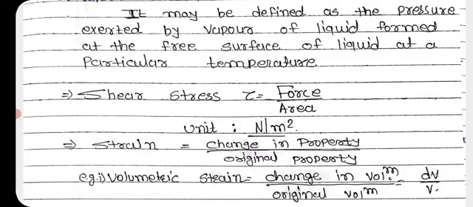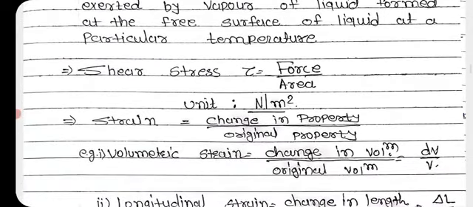Next definition is shear stress. Shear stress is denoted by tau. And it is very simple. Stress is equal to force by area. So we can define shear stress as the ratio of force and area, or we can say shear stress is a force which is exerted on a particular area. So it is force upon area. Force unit is Newton, area unit is meter square. So the unit of shear stress is Newton per meter square.